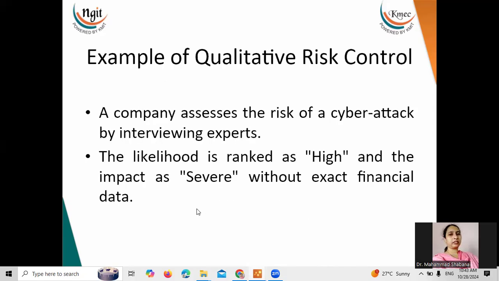One example of qualitative risk control, to put it into perspective: imagine a company trying to assess the risk of a cyber attack. They may interview experts and conclude that the likelihood is high and the impact is severe. However, in this case, there is no exact financial value attached to the risk, making it less precise.